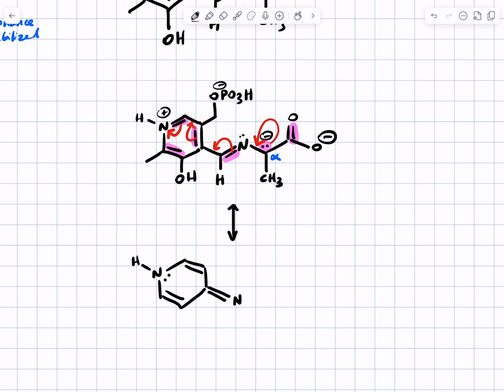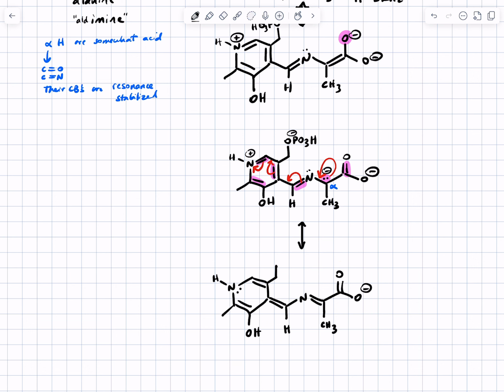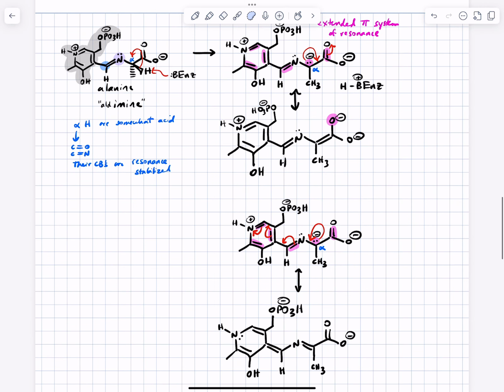So here is a new resonance structure for PLP, and the point is just that once you remove the alpha proton from the alanine aldimine, the resulting conjugate base is stabilized by resonance. Okay. Questions about that?